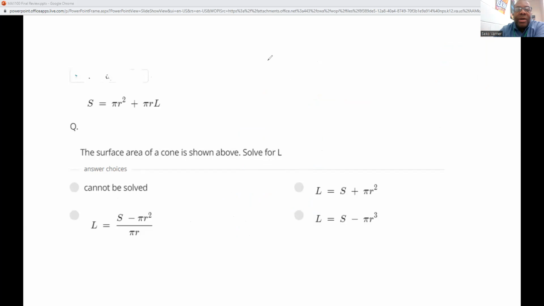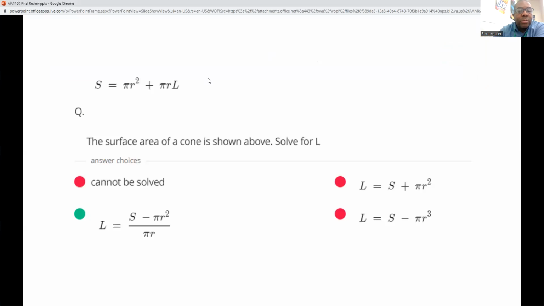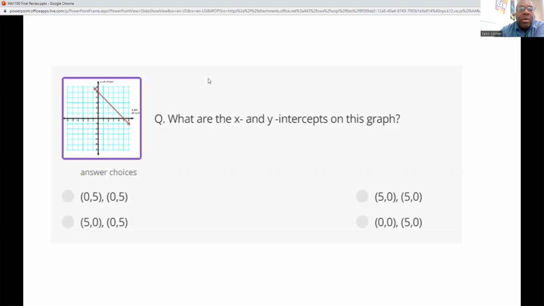And let's make sure I'm right. Oh, I already had the green button there. Okay, good stuff. And we'll do one more. What are the x and y intercepts on this graph?